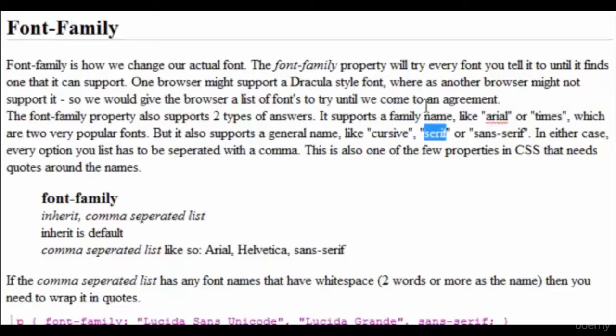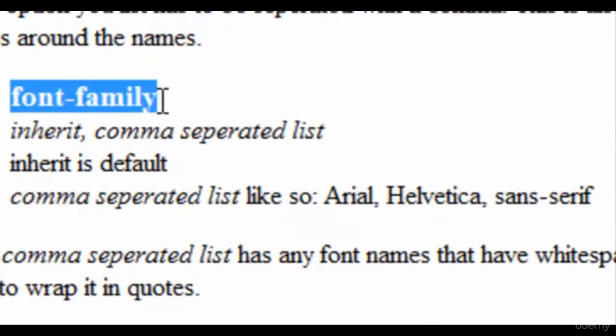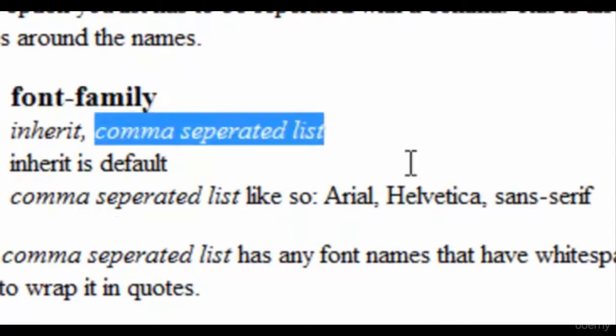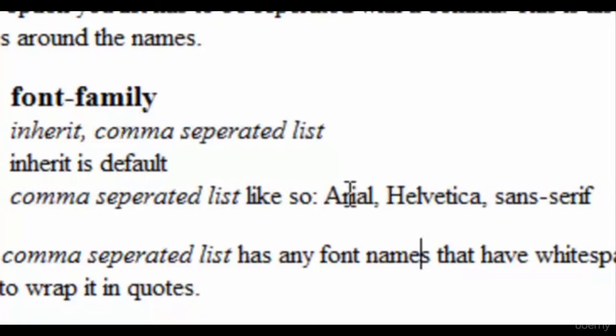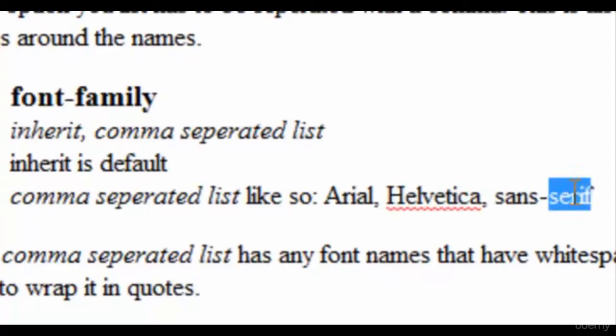In either case, every option that you list has to be separated with a comma. This is also one of the few properties in CSS that needs to be wrapped in quotations or apostrophes. So we have font-family, and it accepts inherit, which is default, and it accepts a comma-separated list. Comma-separated list looks like this. Arial, comma, space, Helvetica, comma, space, sans serif. It's just a regular list with commas between all the words.